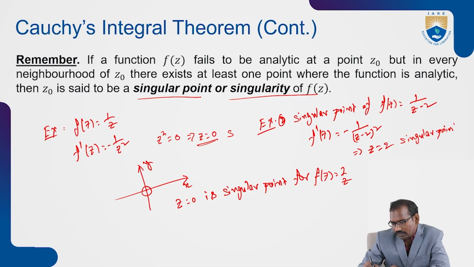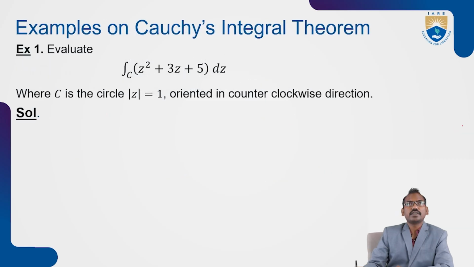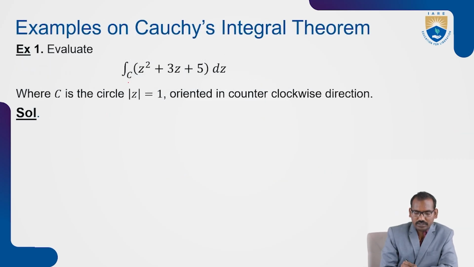In this way we can find the singular point for different functions. Okay. Now here you can see: evaluate the integral over c of z square plus 3z plus 5 dz. Here the curve c is a circle defined as mod z equals 1, oriented in the counterclockwise direction. So first of all, try to draw the diagram of this curve.